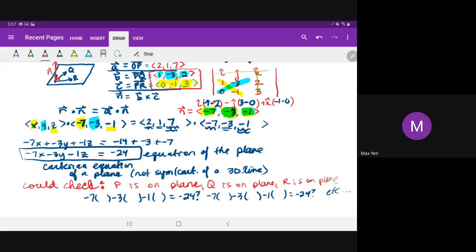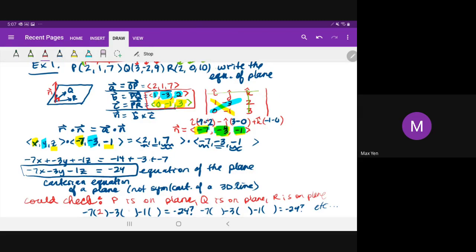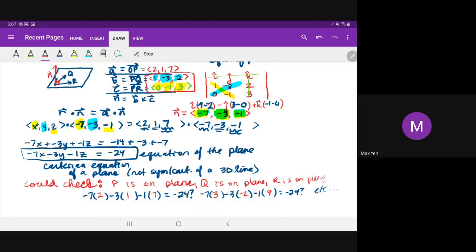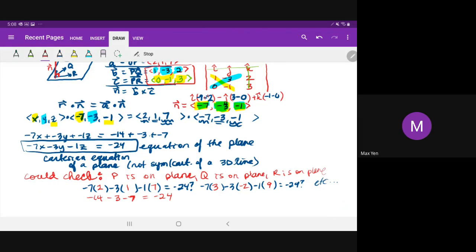Okay, so what was P? P was 2, 1, 7. And then Q is 3, -2, 9. And then R, I could probably do in my head after. So I check them. -14 minus 3 minus 7 is -24. And this is when I math pray. Please be -24. If it's not -24, I made a mistake. It's -24. Cool. So that means point P is on the plane. Now, what about Q? -21 plus 6 minus 9. Is that -24? -3 plus -21. This is a yes too.